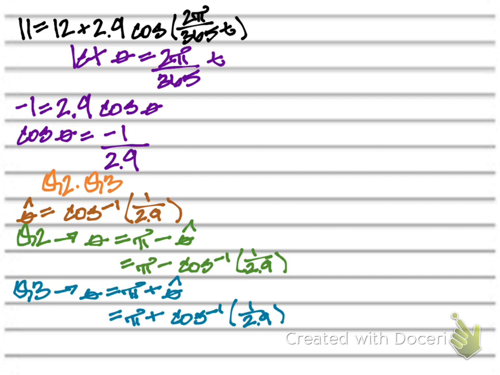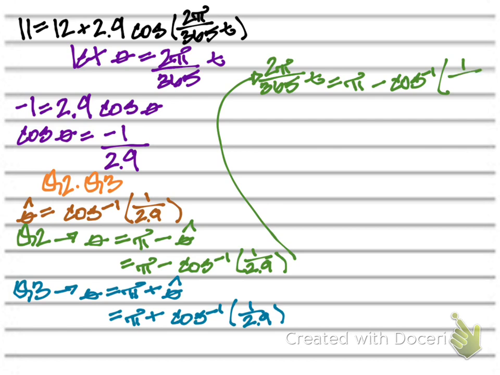But before we can move on here, we made a substitution with theta, right? Where we said that theta was 2 pi over 365t. So let's look at that substitution here. So we said that theta was pi minus the inverse cosine of 1 over 2.9. And we replaced that. Theta is 2 pi over 365t is pi minus the inverse cosine of 1 over 2.9.